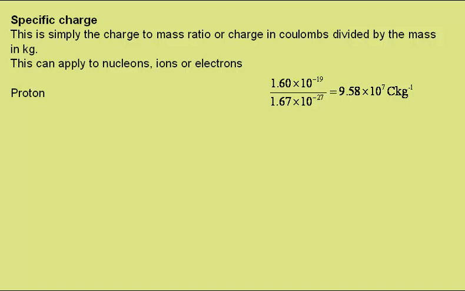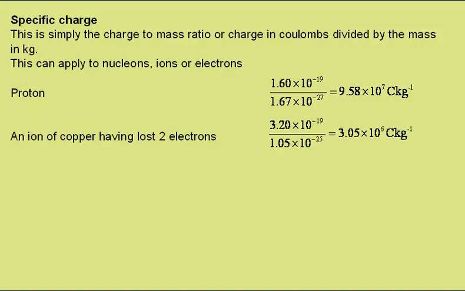Now let's work out the specific charge of an ion of copper having lost 2 electrons. Well, the charge will be 2 times the charge on the electron, which is 3.2 times 10 to the minus 19 coulombs. The mass of copper is 1.05 times 10 to the minus 25 kilograms, giving a specific charge of 3.05 times 10 to the 6 coulombs per kilogram.